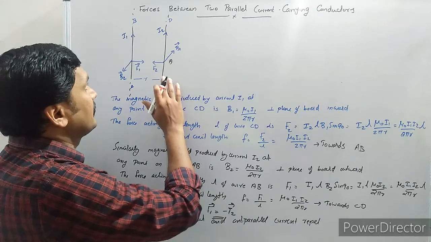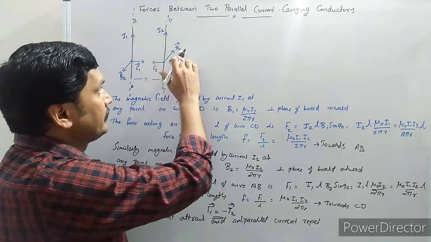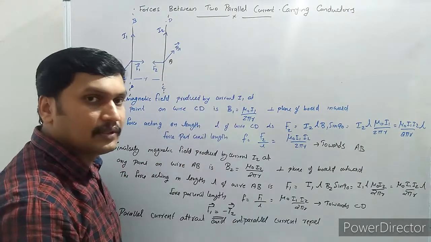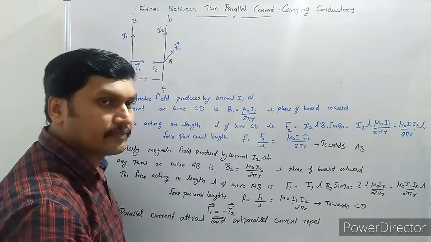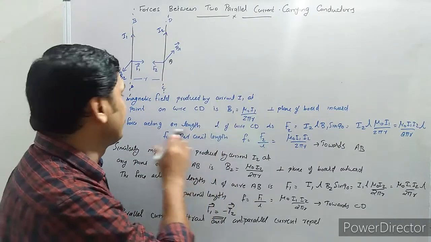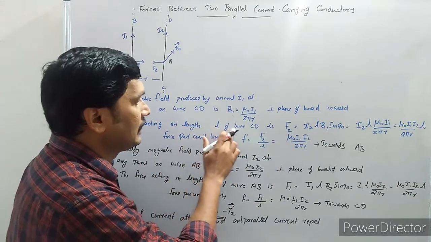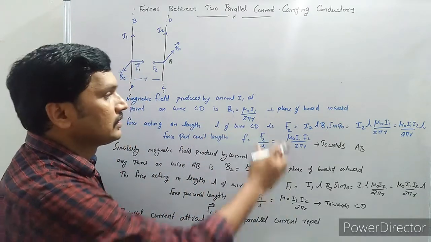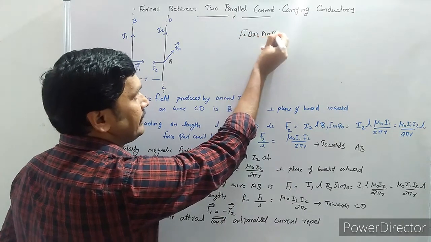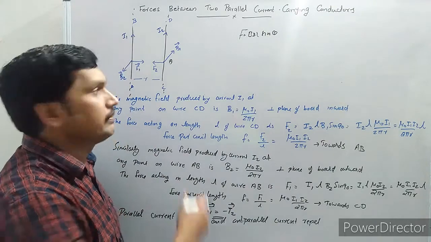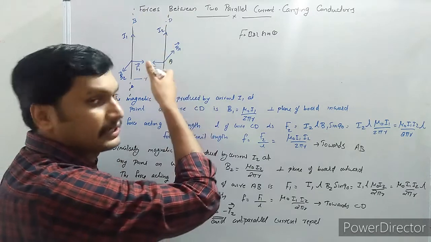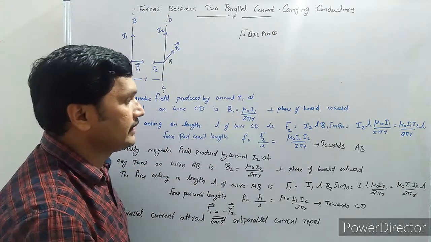Now the conductor CD is in a uniform, perpendicular magnetic field B1, so it experiences a force. Let us calculate the force acting on a length L of the wire CD. The force is equal to BIL sin theta. Here theta is 90 degrees because the field is perpendicular to the plane of the board, or perpendicular to the current.